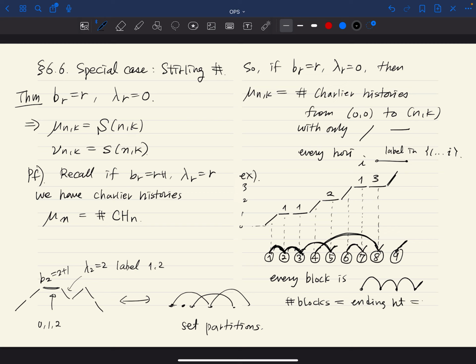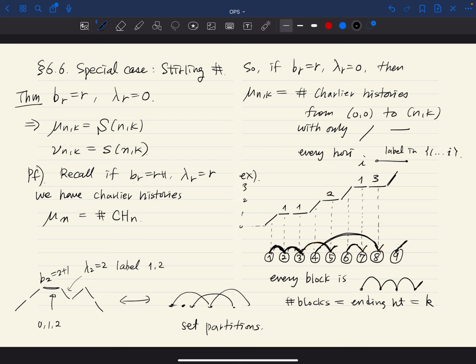But this is the number of steps. This is k, right? Ending height is k. So basically, just imagine that this is once. Just ignore the thing at the end. And we get just a partition of n with exactly k parts.